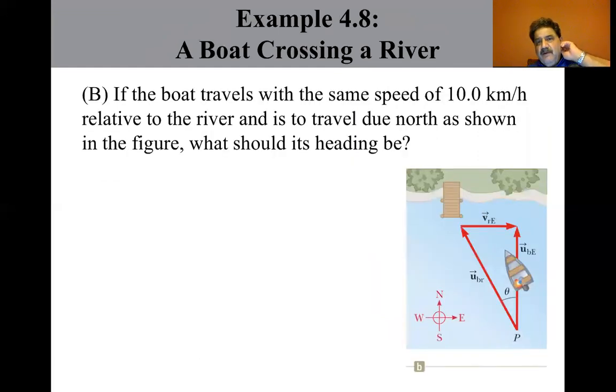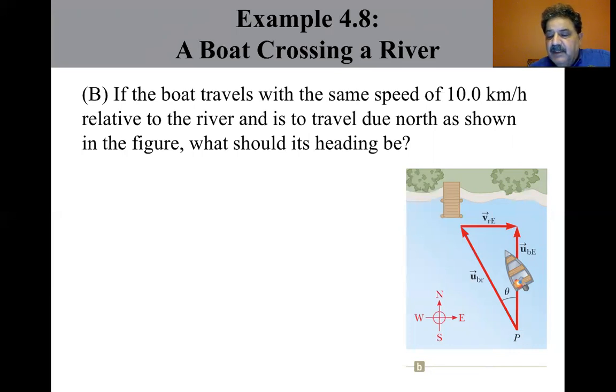Now, if the boat travels with the same speed of 10 kilometers per hour relative to the river, and is to travel due north as shown in the figure, what should its heading be? Okay, let's conceptualize and categorize this problem. This question is an extension of part A, so we have already conceptualized and categorized the problem. In this case, however, we must aim the boat upstream so as to go straight across the river.